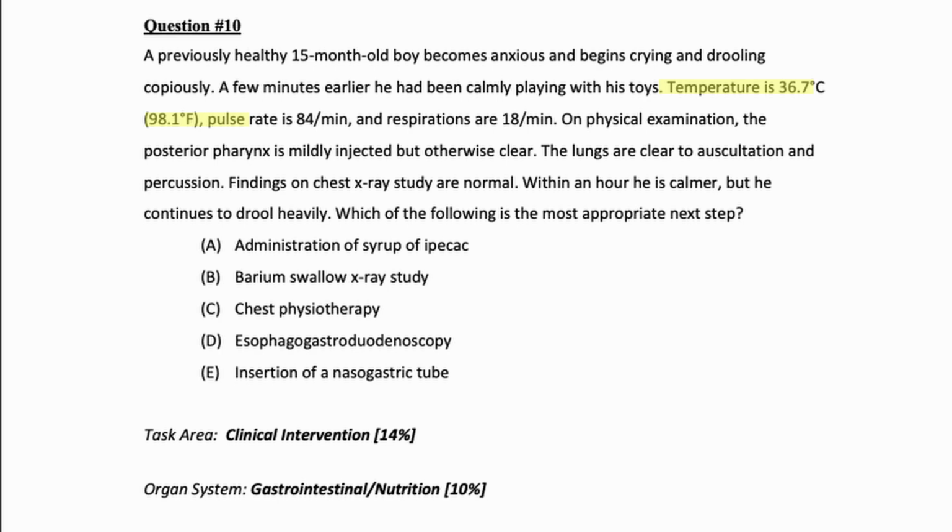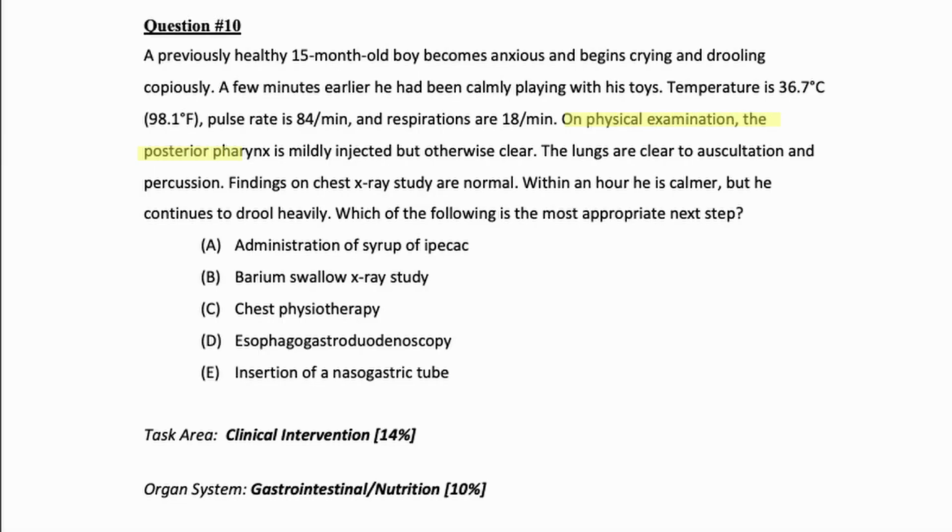Temperature is 98.1. Pulse is 84, respirations are 18, so nothing there is really jumping out as being terribly out of whack. On physical exam, the posterior pharynx is mildly injected, but otherwise clear. Lungs are clear. Findings on chest x-ray are normal. Within an hour, he's calmer, but he continues to drool heavily. Which of the following is the most appropriate next step?